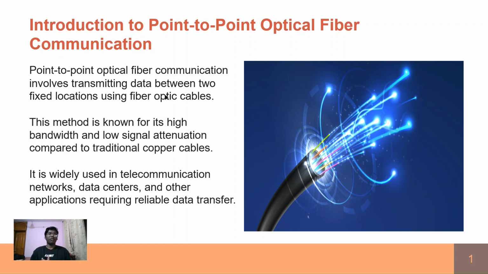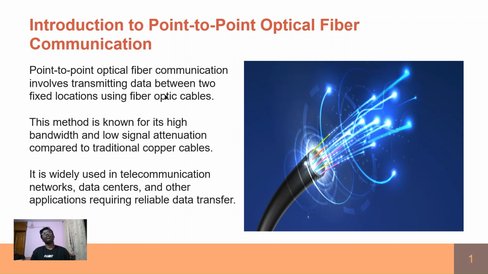Point-to-point involves transmitting data between two fixed locations using fiber optic cables. This method is known for its high bandwidth and low signal attenuation compared to traditional copper cables. It is widely used in telecommunication networks, data centers, and other applications that require reliable data transfer.